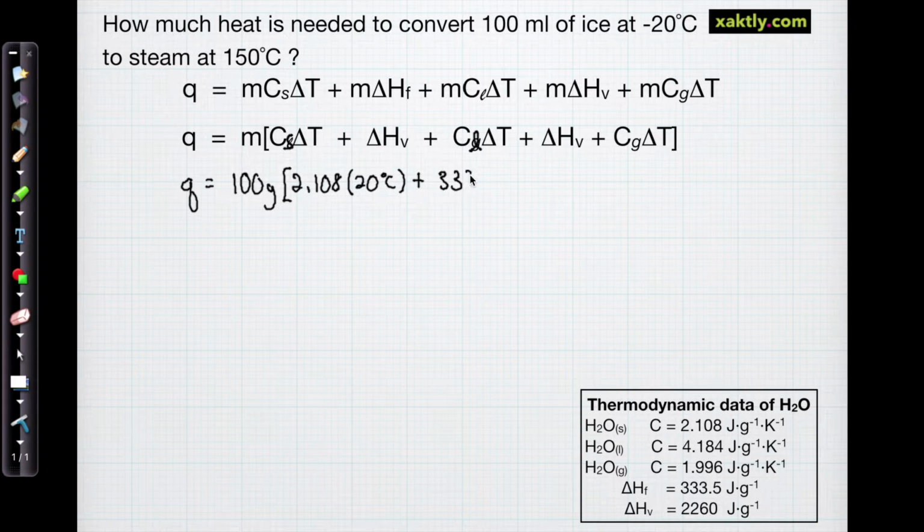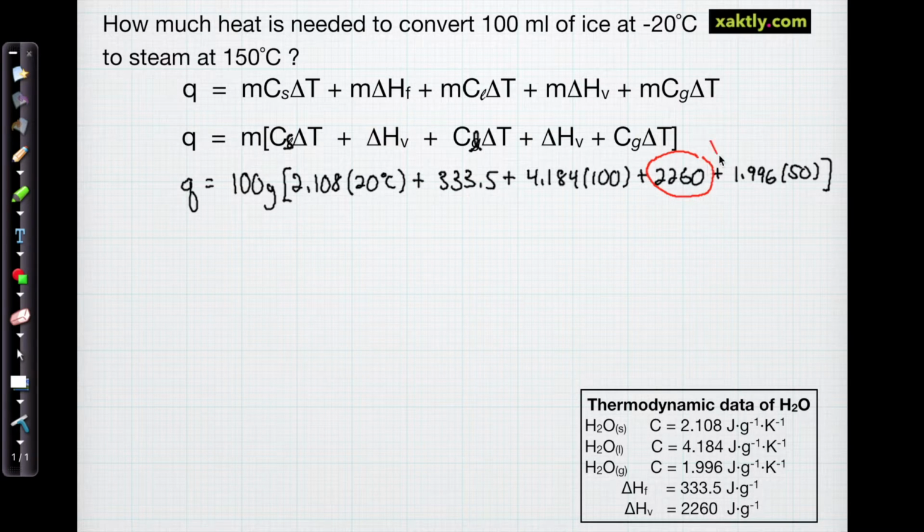Now we'll just plug in our numbers, 2.108 joules per gram degrees C for the specific heat of solid or ice. The number of joules it takes to melt a gram of ice is 333.5. Then we have the heat capacity or specific heat of water, 4.184 joules per gram degrees C. The heat of vaporization is the biggest term, 2260 joules. And then finally the heat capacity of steam is 1.996.